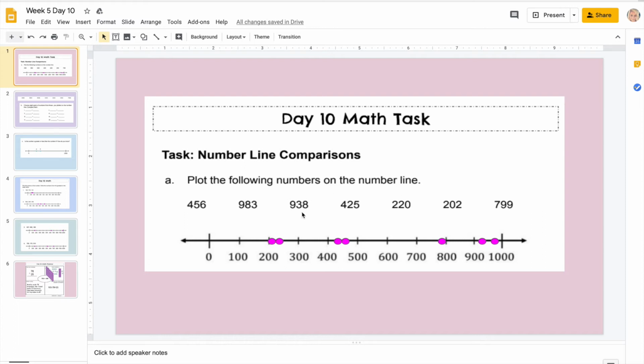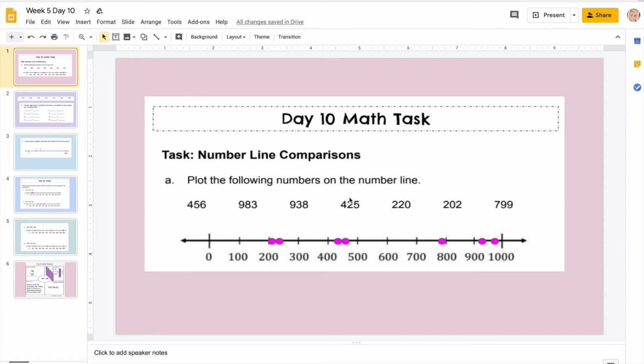Next, we're looking at 938. Again, noticing that there's a 9 in the hundreds column, we know we're going to find the 900 on our number line, and it's going to be past 900. Looking at the tens column, there's a 3 in 938. We know 950 would be the midway point, so it's going to be before the midway point, somewhere between 900 and the midway point. The midway point would go here, and just before that would be 938. So we're going to plot 938 right there.